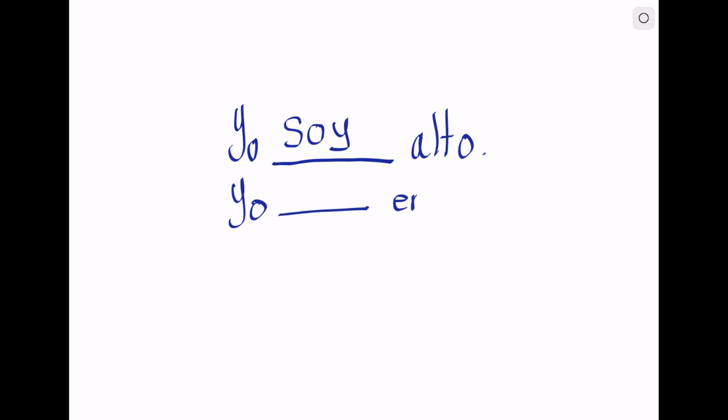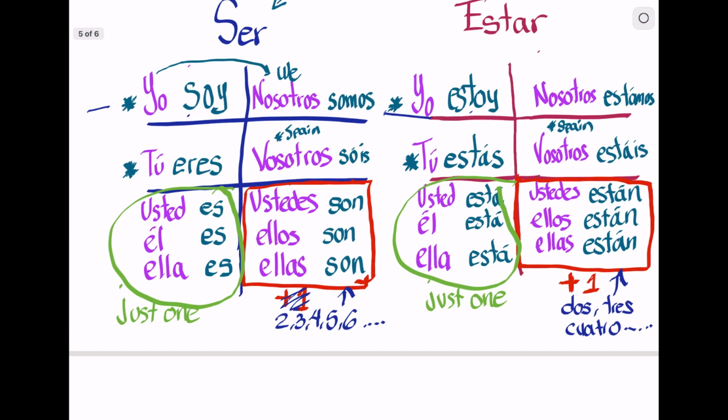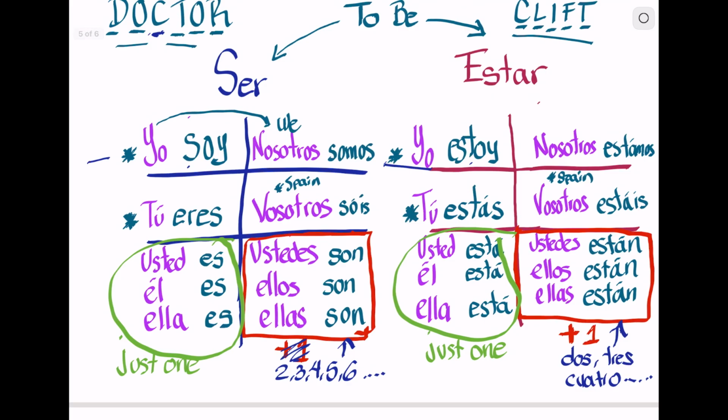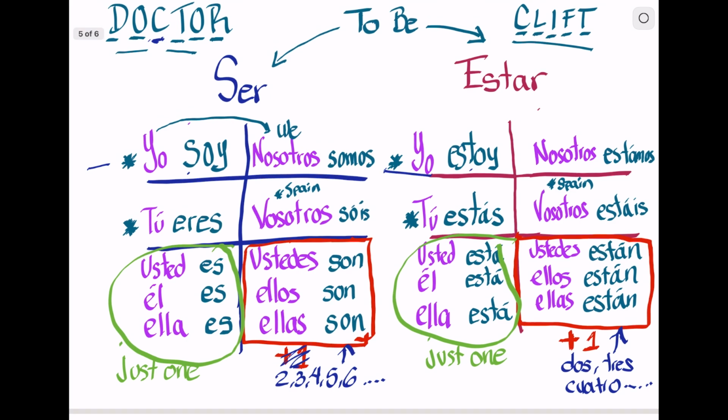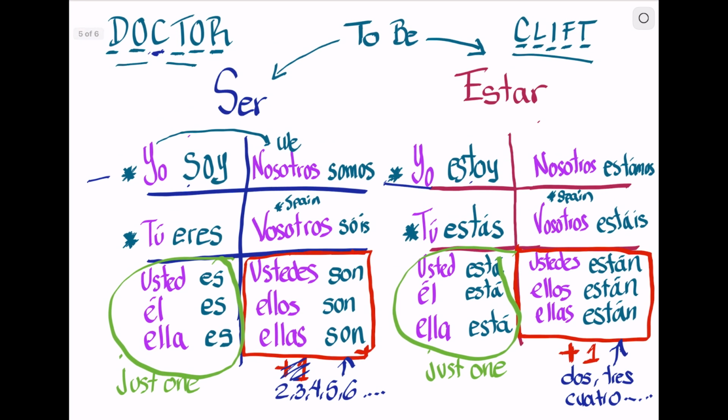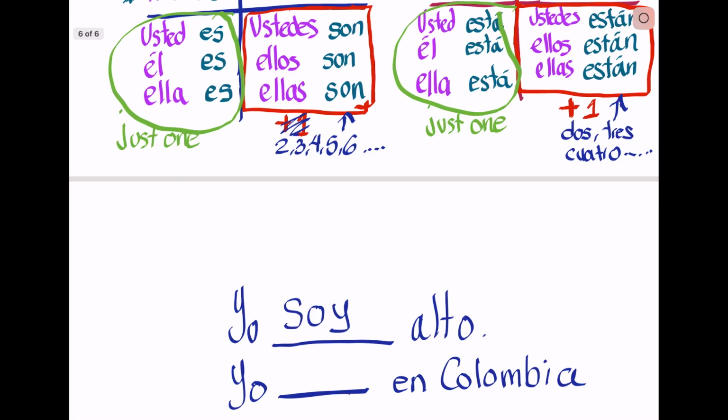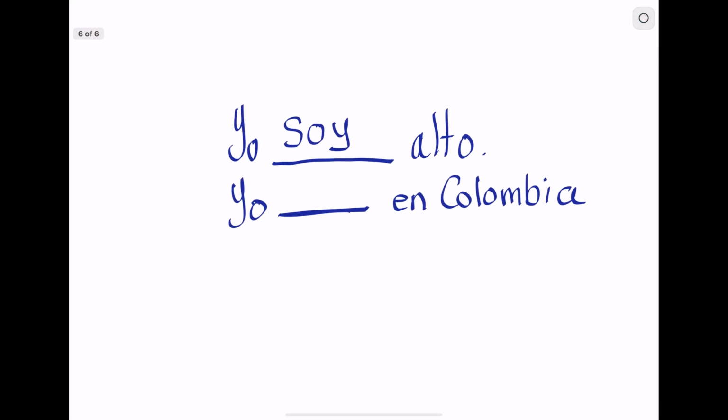Yo... en Colombia. Yo is I, en is in, Colombia is a country. So let's see which one I should use. Soy or estoy? Well, CLIFT says location, so it is estoy. So I should be using estoy. You think I should use es? O somos? O estamos? No. Just yo, estoy, because it's yo.